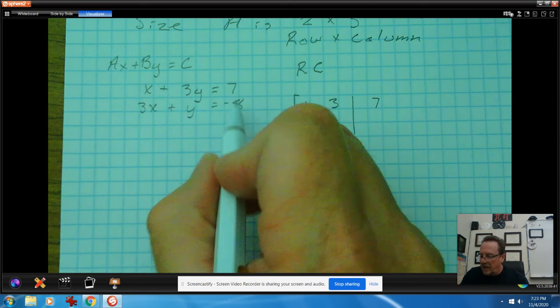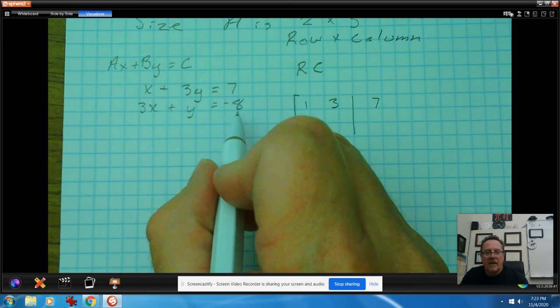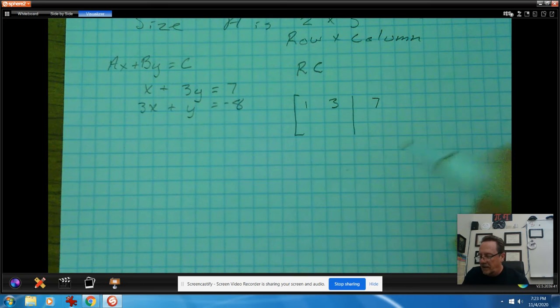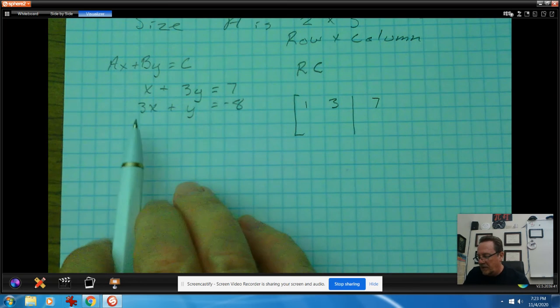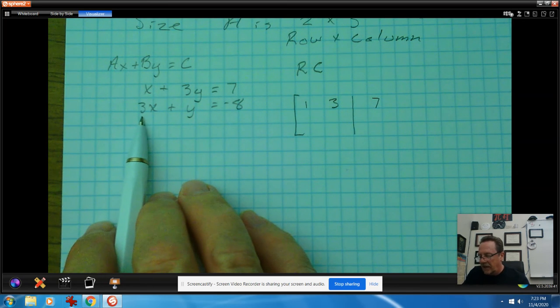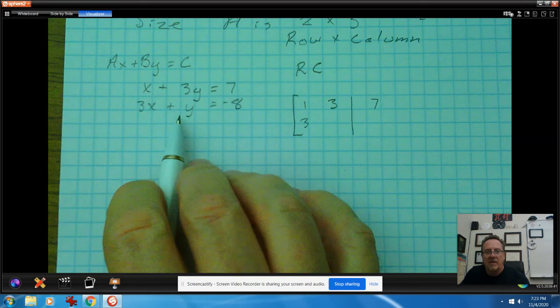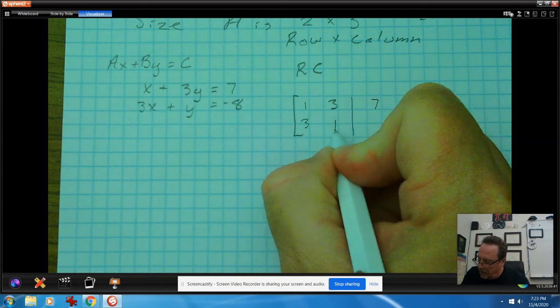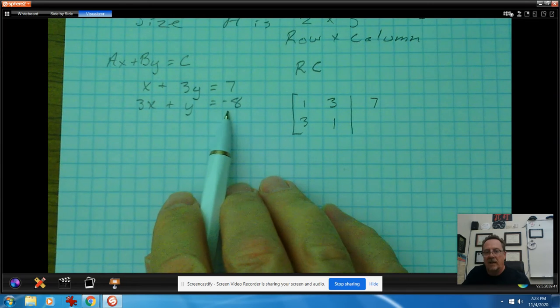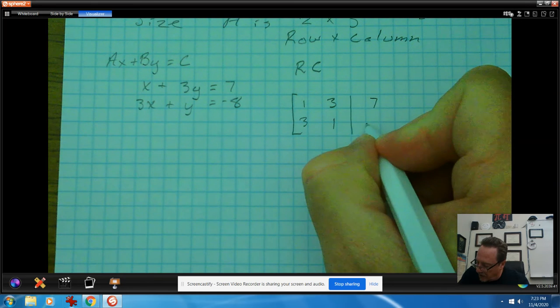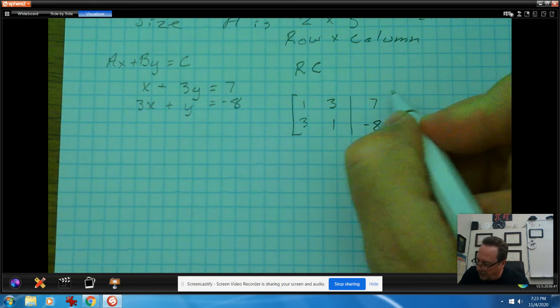So as long as we just have the constant on the right side of the equal sign, we can put that into the matrix. We'll do the same thing with the second equation here. The first element in that row is 3. The next element is 1. And finally, we can put -8 on the other side of this line to complete our augmented matrix.